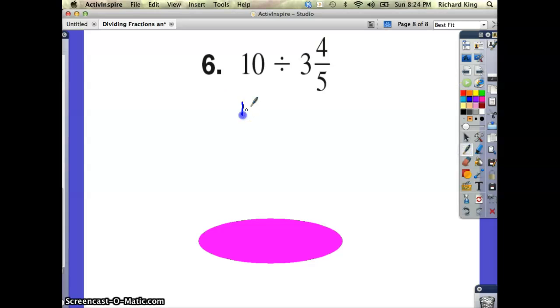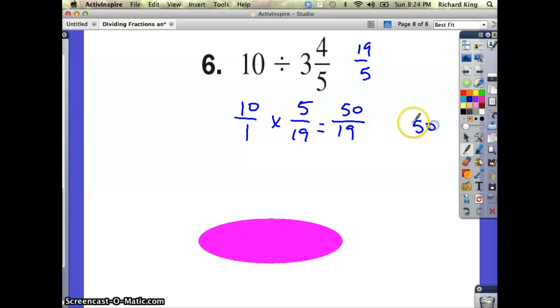And finally, 10 divided by 3 4/5. So we'll put our 10/1. We're going to go ahead and popcorn our improper fraction. 5 times 3 is 15, plus 4 is 19/5. So we'll multiply by the reciprocal of that, which is 5/19. 10 times 5 is 50. 19 times 1 is 19.